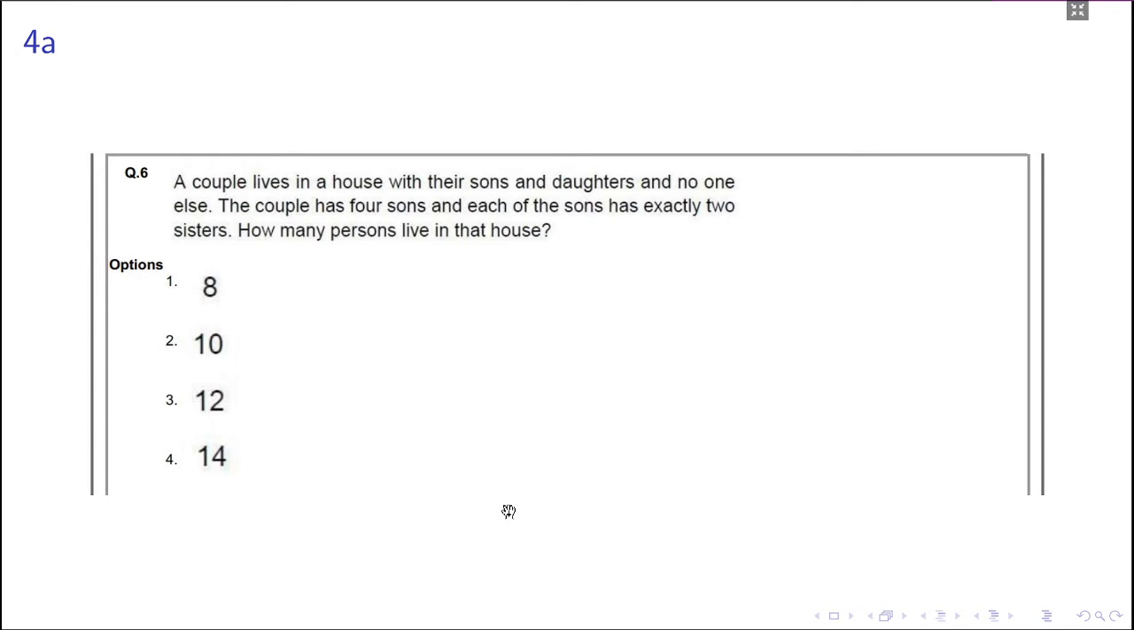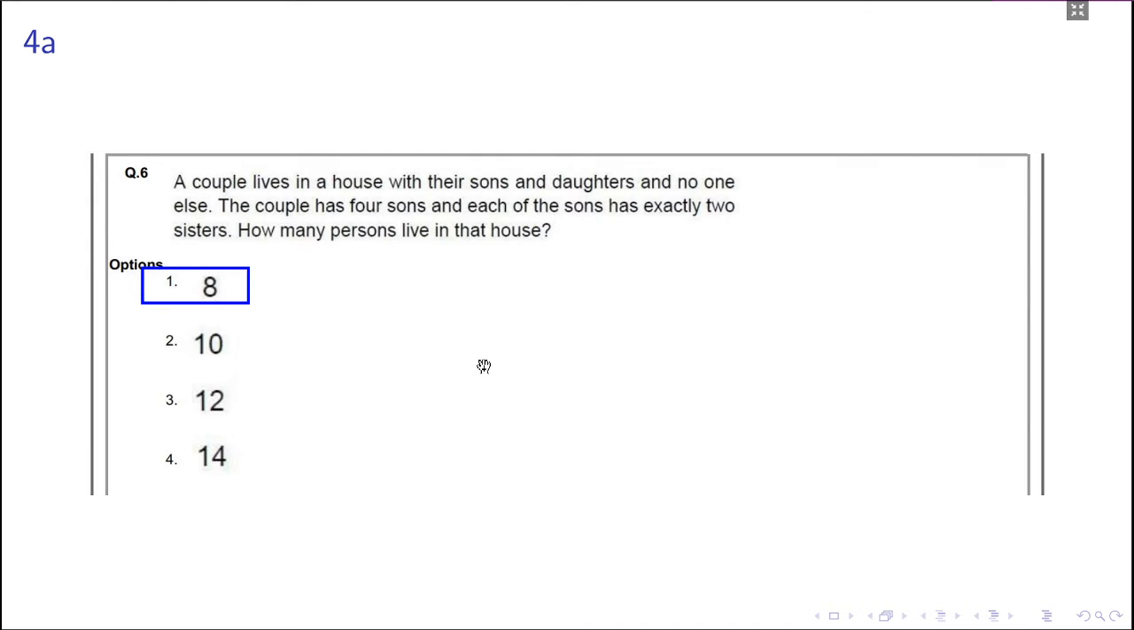Then it's saying that there is a couple which has 4 sons. Each son has exactly 2 sisters. So how many people in total? The couple is 2, and they have 4 sons, and each son has 2 sisters. That means the couple has 4 sons and 2 daughters. So overall there's the couple, plus 4 sons, plus 2 daughters. 2 plus 4 plus 2, that is 8.